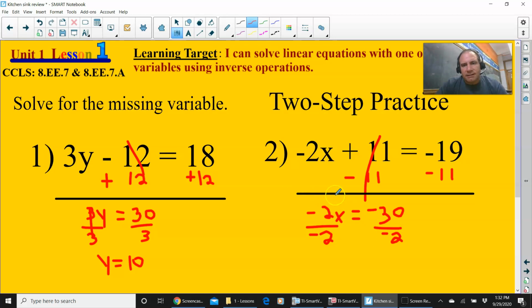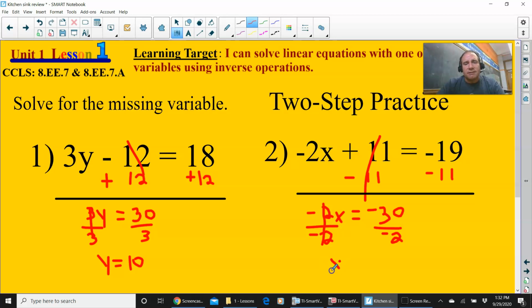When you look at this side, you're going to look at it and say, all right, I have a negative 2x that's attached by multiplication. I'm going to divide because the opposite of multiplication is division, inverse operations. And remember, you're always dividing by the number that is next to the variable. You're not changing the sign of that number unless you're adding and subtracting, and in this case you're not, you're dividing. So negative 2 divided by negative 2 is 1.